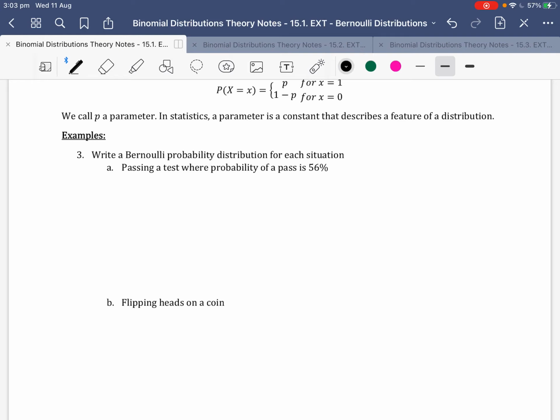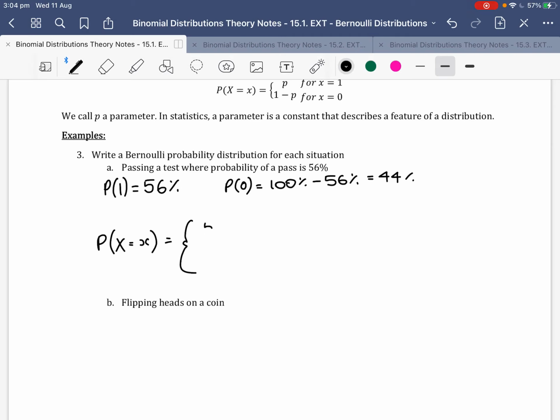So we want to write a Bernoulli probability distribution for each situation. Passing a test with a probability of a pass is 56%. So the success in this, the probability of 1, will equal 56%. And then the probability of 0 will equal 100% minus 56%, which equals 44%. So the probability of X equals x is the piecewise function of 56% for x equals 1, or 44% for x equals 0.